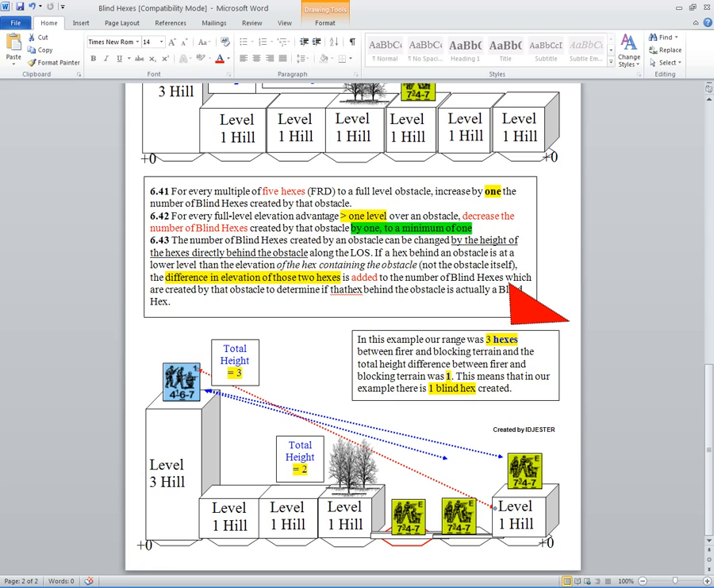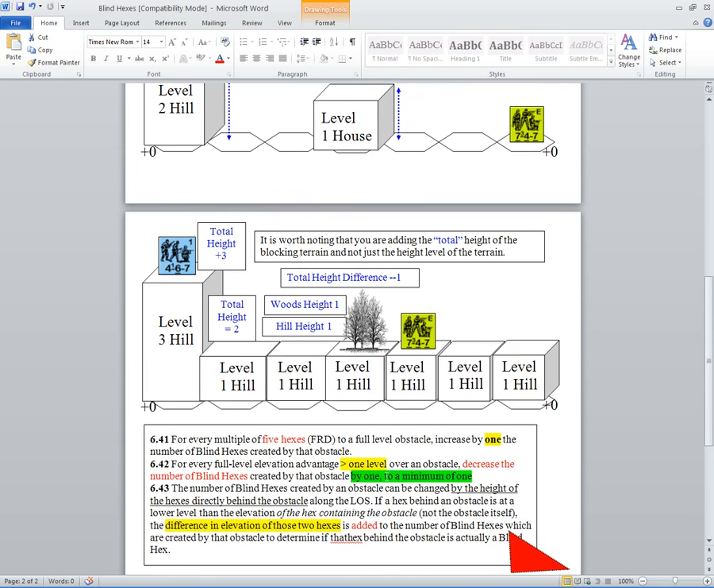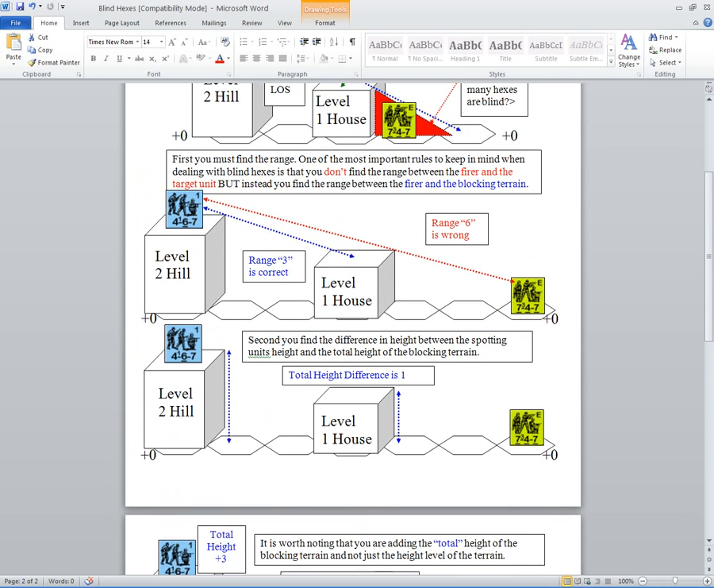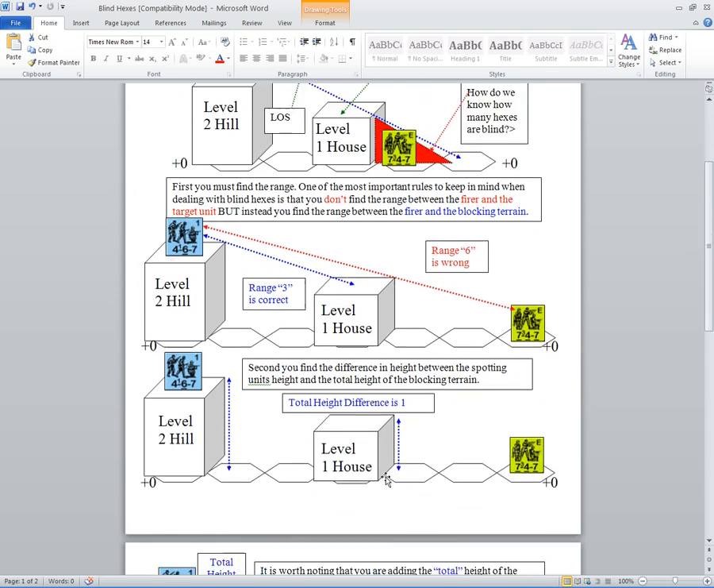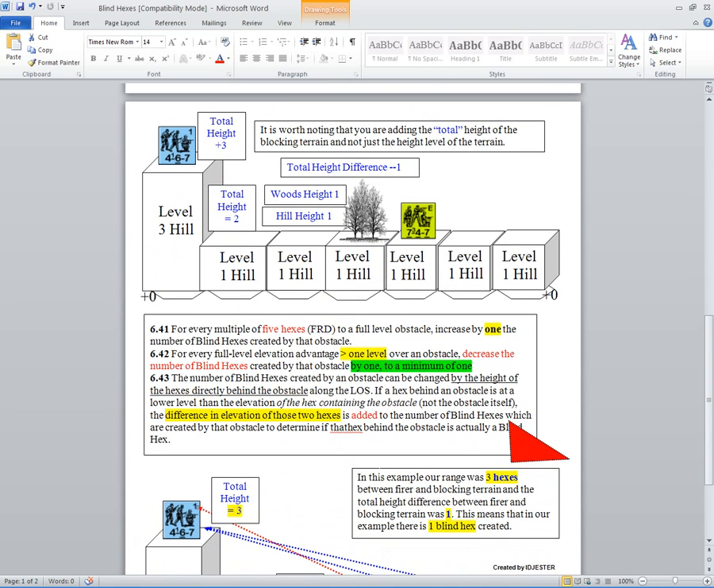So hopefully between my little 2 sheets here, we talked about the difference of height, what they can do, and how blind hexes are created. Look at your multiples of 5 hexes. You're going to increase by 1 the number of blind hexes created for every multiple. So if we've got 10 hexes, for every multiple of 5, we're going to increase it by 1.